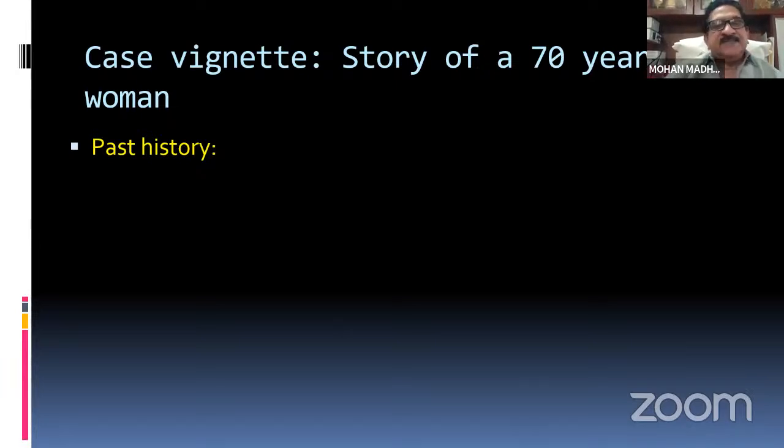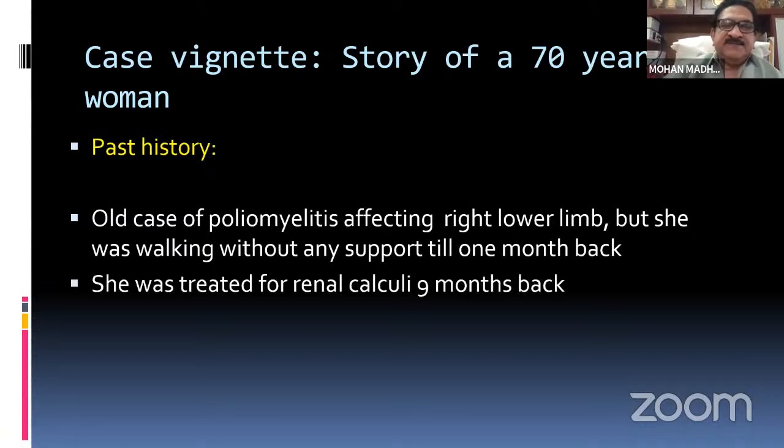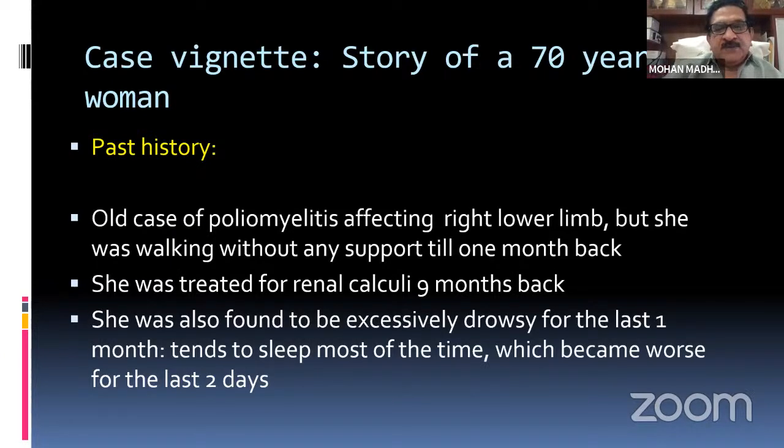There is some relevant past history in this patient. She's an old case of poliomyelitis affecting the right lower limb, but she was walking without support till 1 month back. Even though she had poliomyelitis, she was perfectly all right, walking and carrying out routine activities. She was treated for renal calculi 9 months back. She was also found to be excessively drowsy for the last 1 month, tending to sleep most of the time, which became worse over the last 2 days. So this is the story.